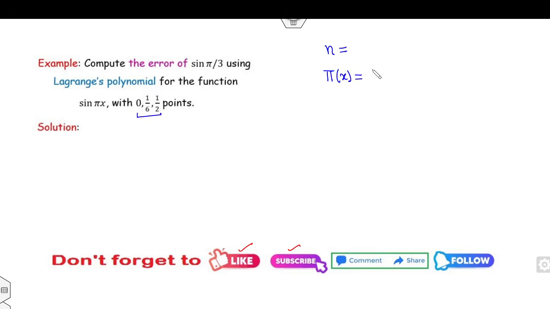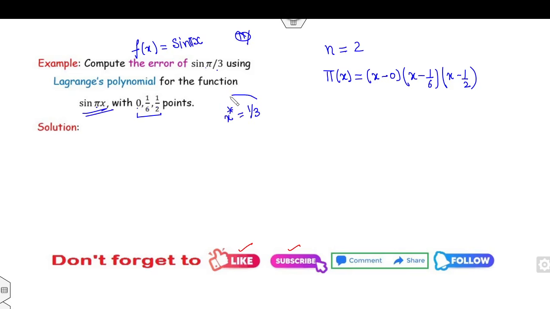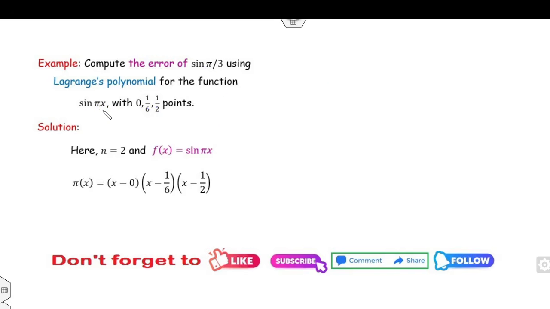The given points are my 3. So I can write the pi directly: x minus 0, x minus 1 over 6, x minus half. This is my x0, x1, x2. So the n is my 2. In this case, what is my f(x)? f(x) is my sine pi x, and your target is to find the values at the point 1 over 3.